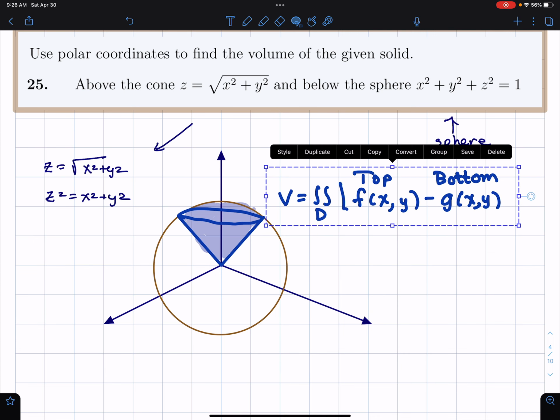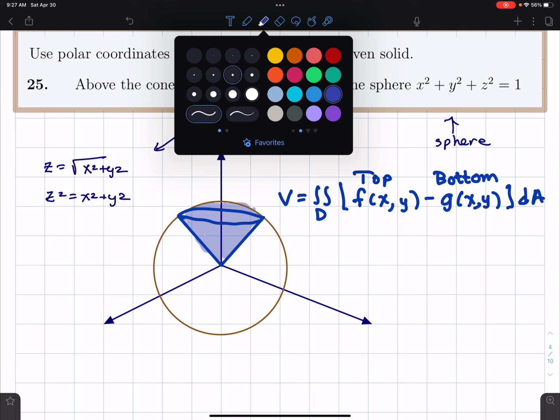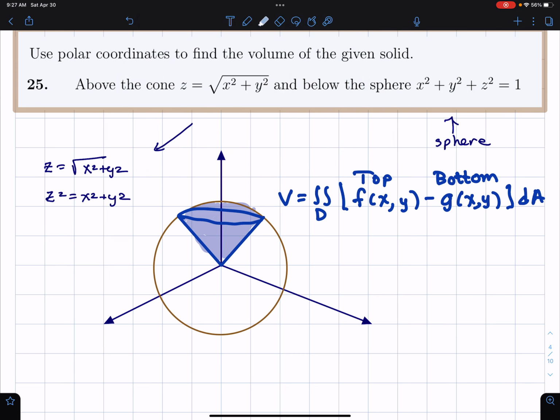All right, now that we have our picture, we can see what's on the top and which one's on the bottom. And by the way, what's D? Let's just talk about that for a moment before we keep moving ahead. D is a region on the XY plane, and the way we find that region is we project this solid onto the XY plane. We just have to look at this and see that the projection of the solid onto the XY plane is going to be a disk.